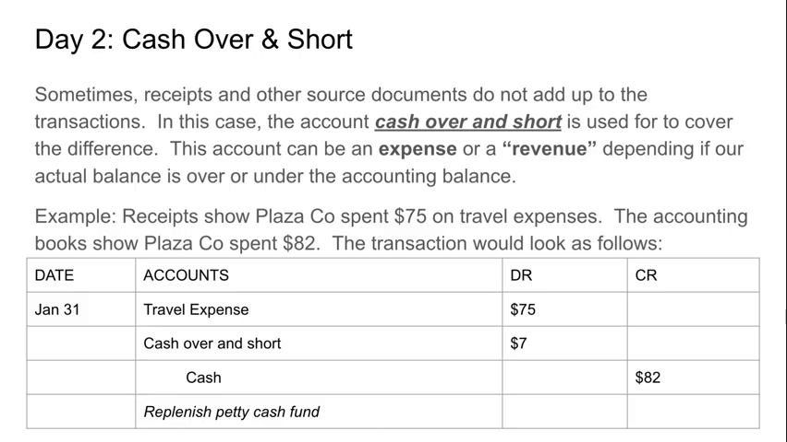In this case, the employee submitted receipts that showed they spent $75. So their travel expense, maybe it was something that they bought at a hotel or something like that, or gas, was $75. However, when we checked the books, it showed that we were actually $82 short, meaning that there's $7 missing that the employee did not account for. So rather than fighting the employee over those $7, we're just going to treat it like an expense. So since our expenses increase, we debit cash over and short, and then we credit cash for the entire $82 that we need to put back.